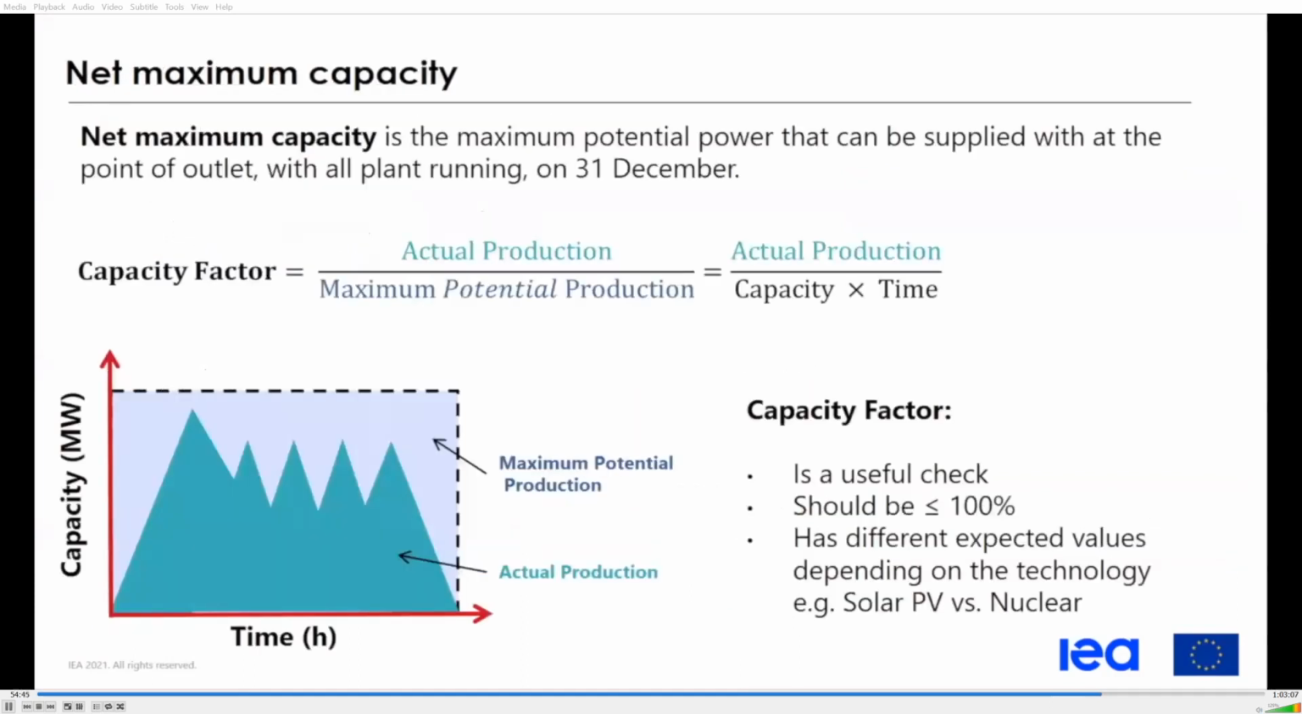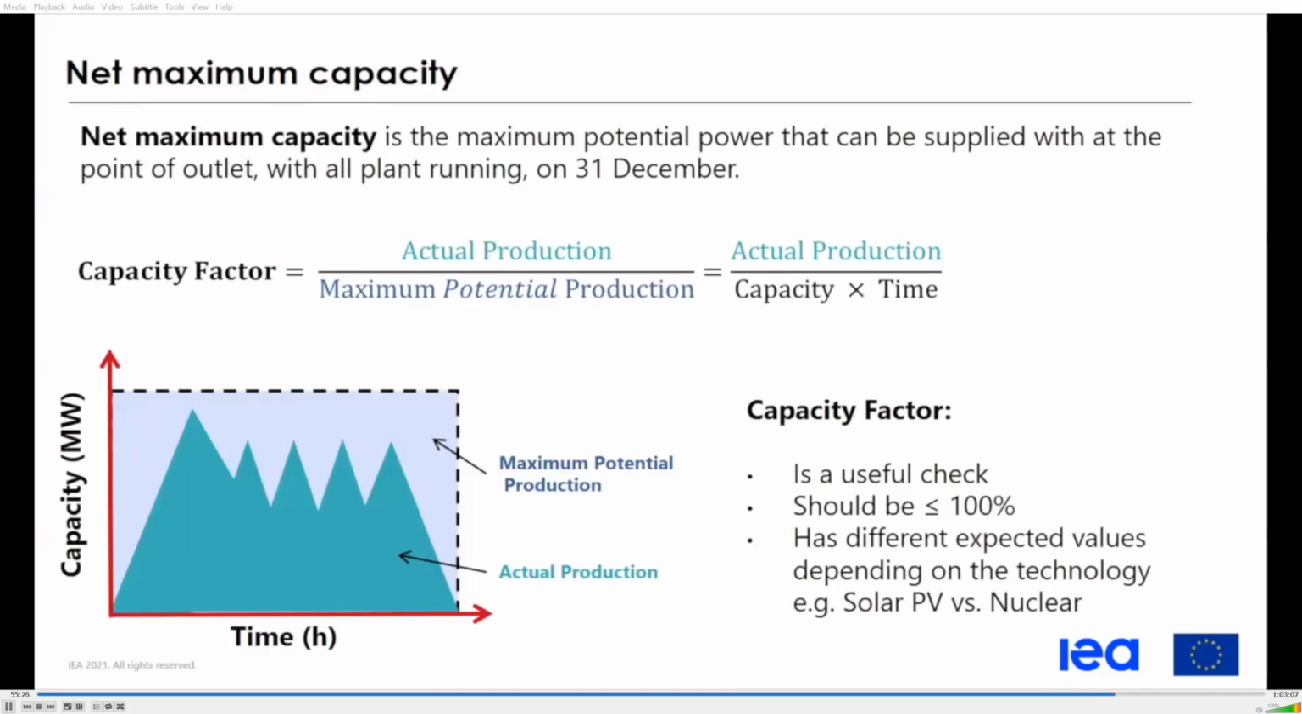Now, let's go back a little bit to when we were discussing capacities. In addition to production, consumption, and trade data, we try also to capture in our data the power plant capacities, specifically the net maximum capacity. Net maximum capacity is simply the maximum power output that a power plant can produce with all plants running at full blast, and we consider for methodological reasons that we capture this on the 31st of December of the reporting year.